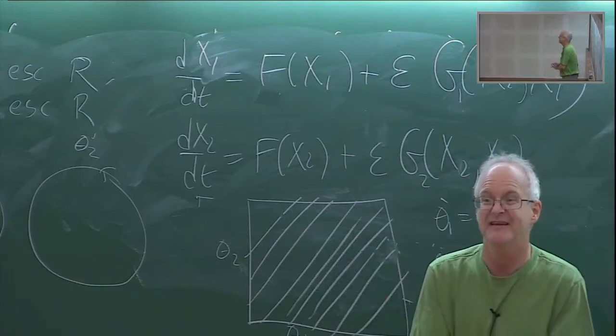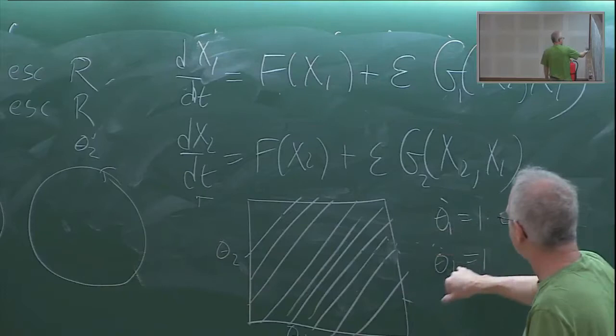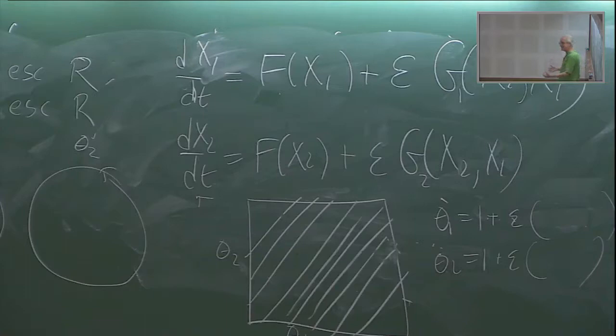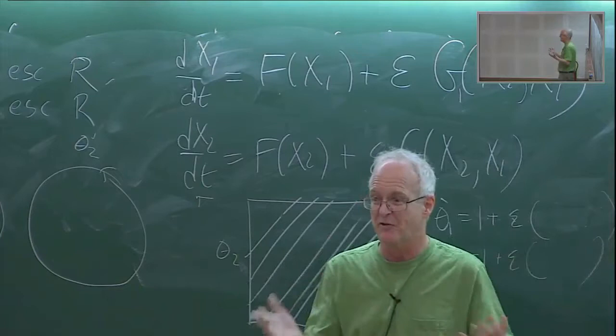And we want to understand what the equations are. So theta 1 dot equals 1, theta 2 dot equals 1, plus epsilon times something. Okay? And what we need to do is figure out what that something is, because if we do that, then we know what these two guys do when they're coupled. Does this make intuitive sense?